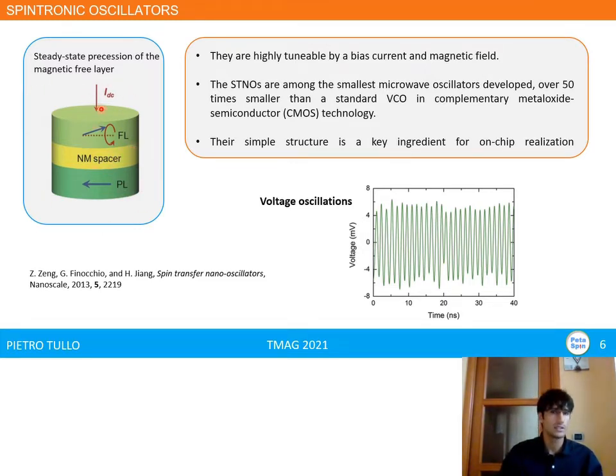Here there is the current, a non-magnetic dispersion, and here a free layer whose magnetization is excited into steady state oscillations. Here we can have a precession of the magnetization that gives us the resistance oscillations of the structure, and then the voltage oscillations that are represented in this figure.